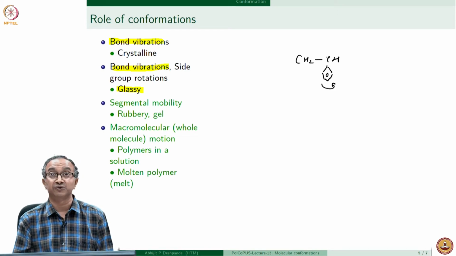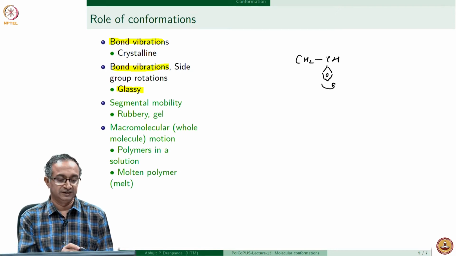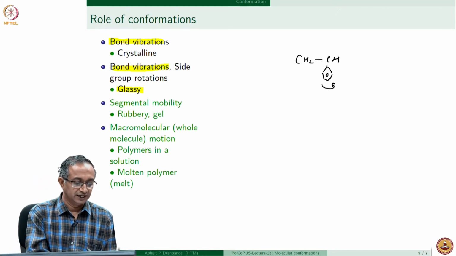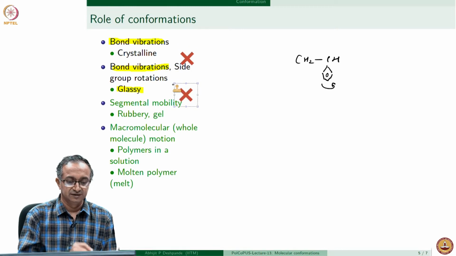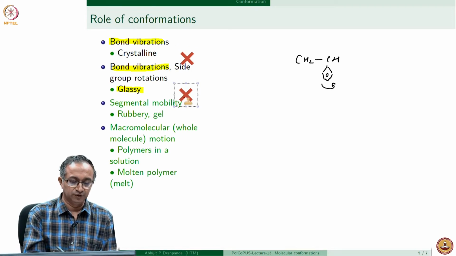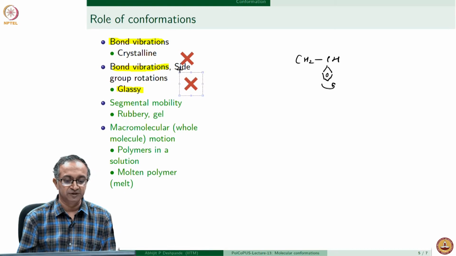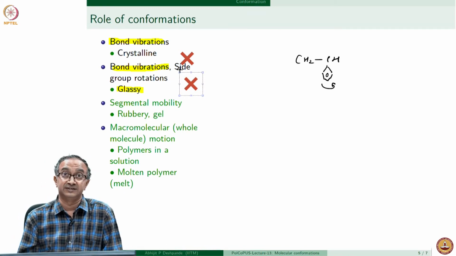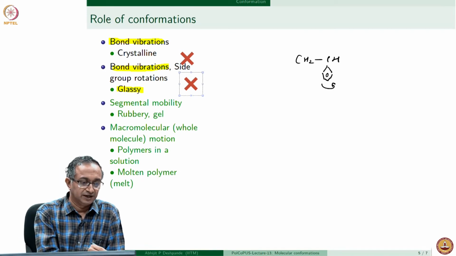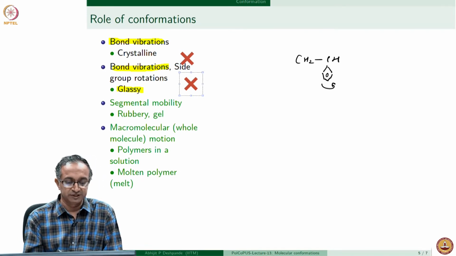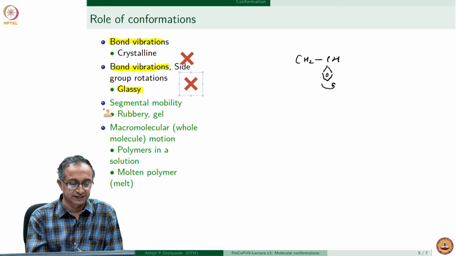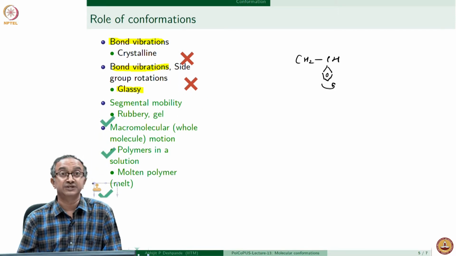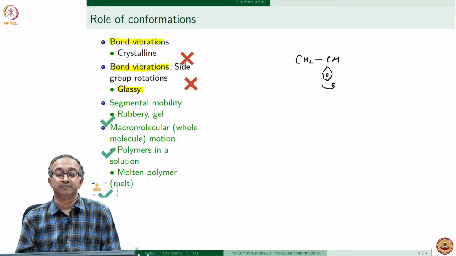But the carbon-carbon bond rotation, which is crucial for the conformational change, is not possible in the glassy state. So therefore, as far as conformations are concerned, we don't really have to look at many of these conformational changes as often in glassy or crystalline states. But as far as conformational changes are concerned in the rubbery state, or in the case of melt state or solution state, they are extremely important.